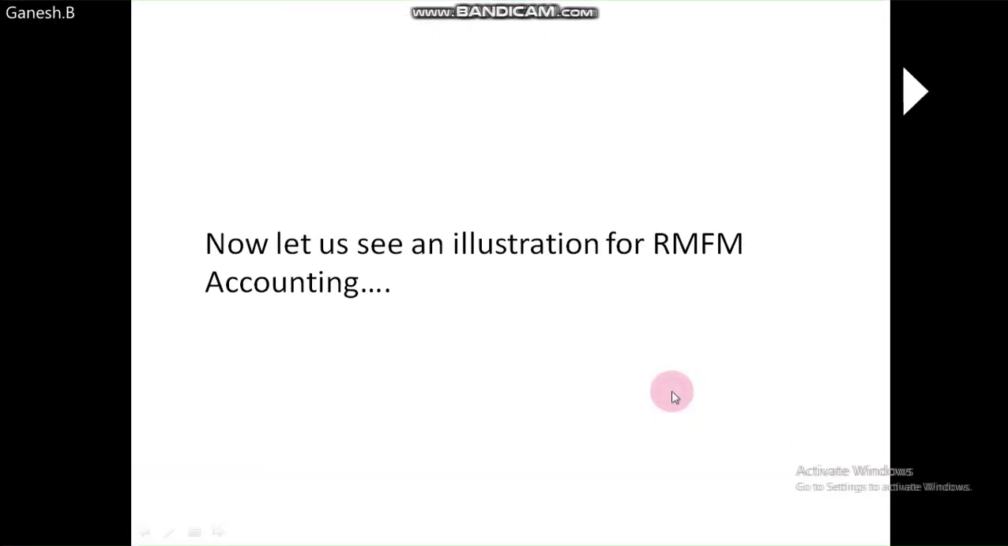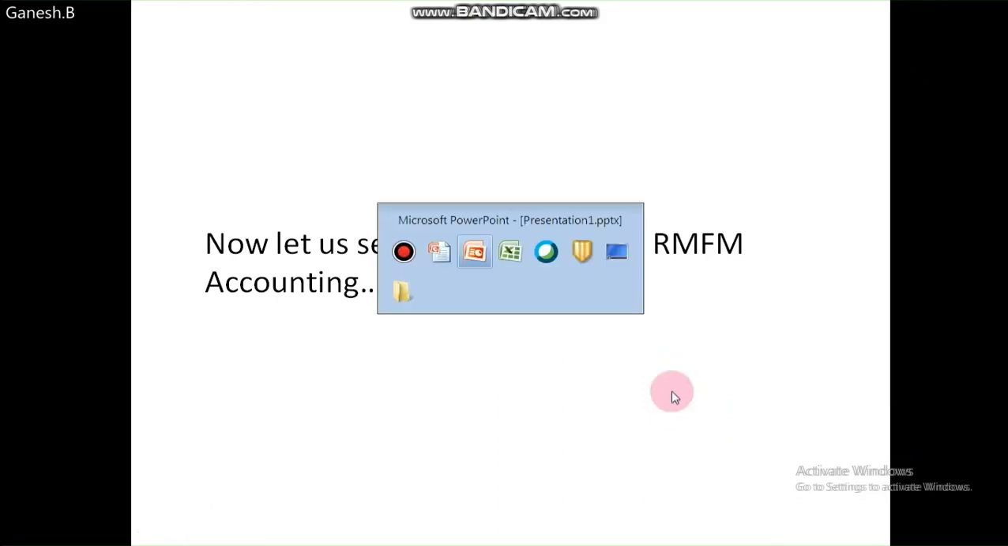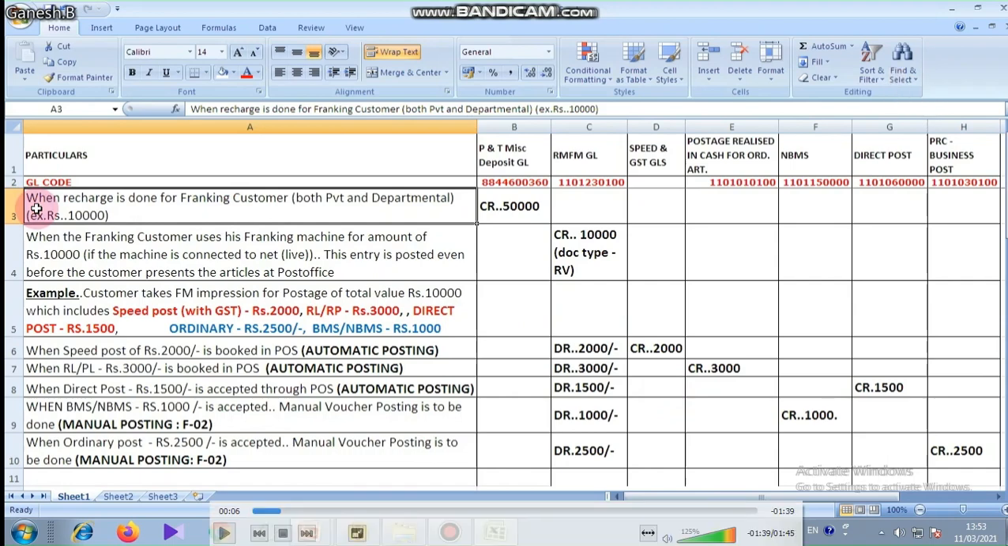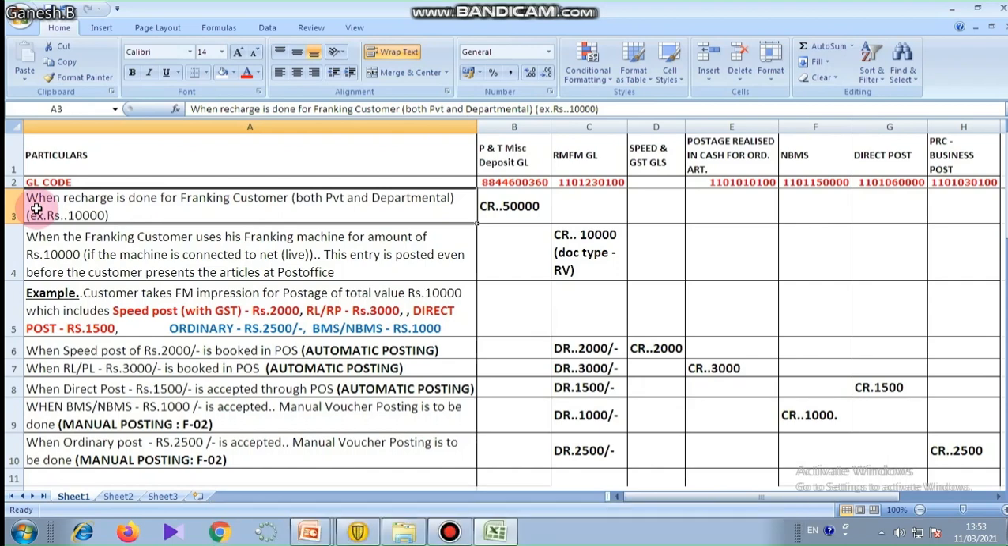So far I tried to explain the RMFM workflow through a diagram. Now let me explain it through an illustration, through values. See, there are various GLs. P&T MISC deposit GL 8844600360. This is the GL which gets credited when the customer recharges his account.